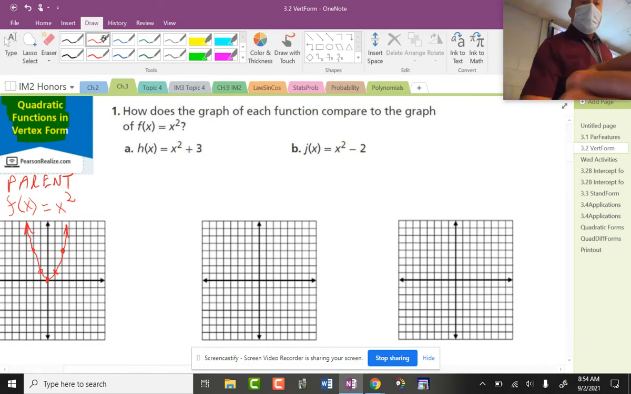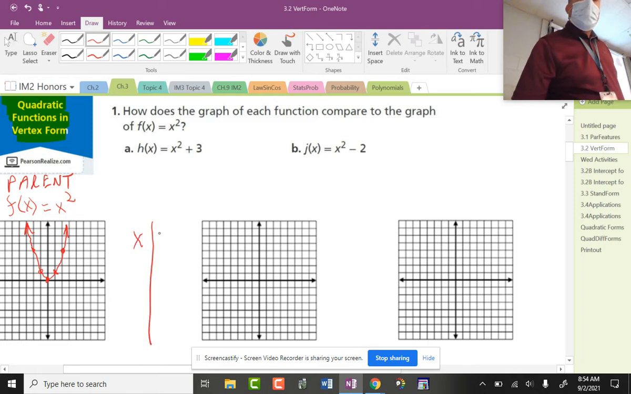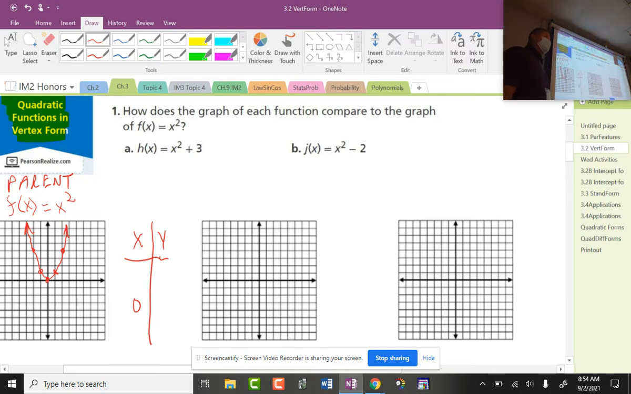Okay, so right off the bat, I'm going to go to input output. Because I know what's going on, I know the first coordinate I'm going to plug in is still going to be 0. And I put it in the middle because I know 0, comma is going to be my vertex.